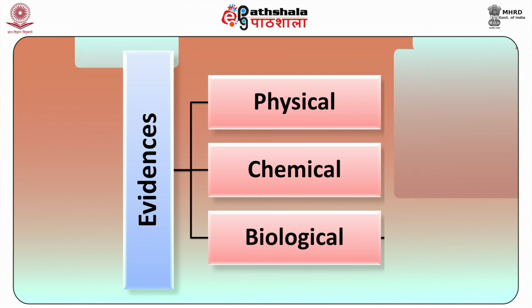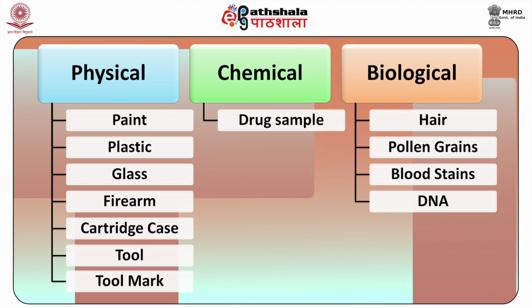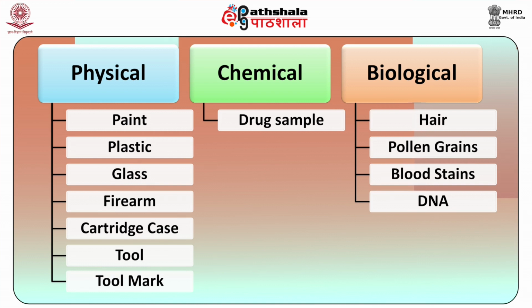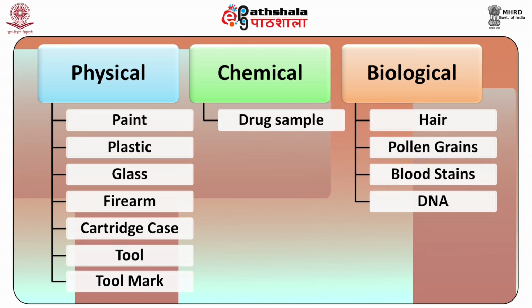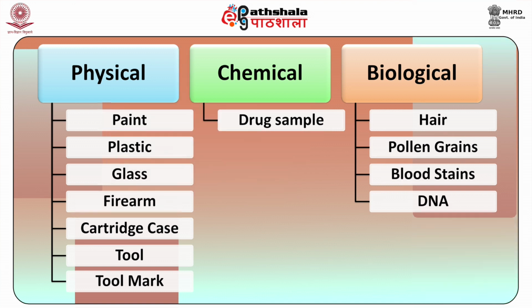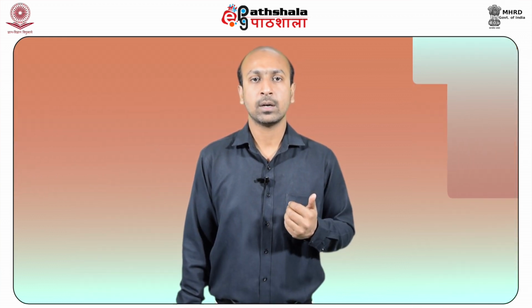According to the general nature of evidence, physical evidence can be classified as physical, chemical, or biological. In this scheme, examples of physical would be paint, plastic, glass, firearm, cartridge case, tool, and tool marks, whereas a drug sample would be chemical. Examples of biological would include hair, pollen grains, blood stains, DNA, etc. Besides having limited value, this scheme might serve to remind the investigator of the precautions required to collect and preserve the items of the biological category, which are perishable.